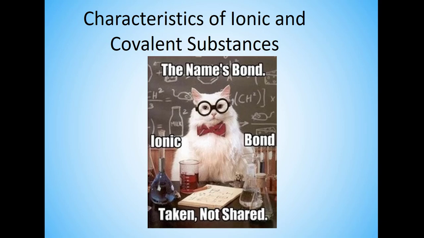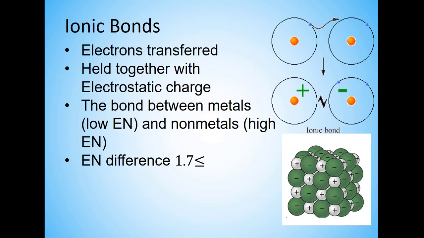In this goal, we will be talking about ionic and covalent substances and looking at their characteristics. We are going to review ionic and covalent bonding, so a little bit of it you will have learned from previous classes, but then there will be some new information. In ionic bonding, electrons are transferred.